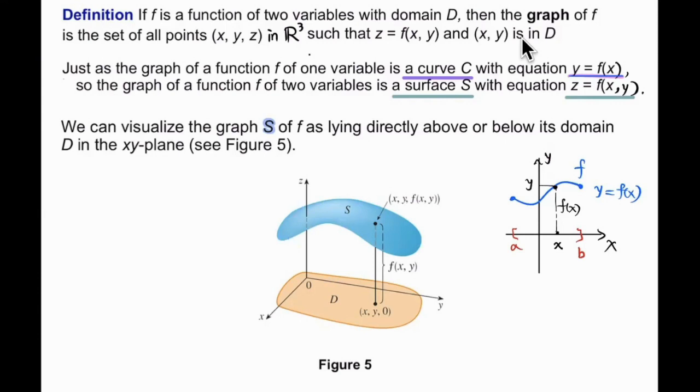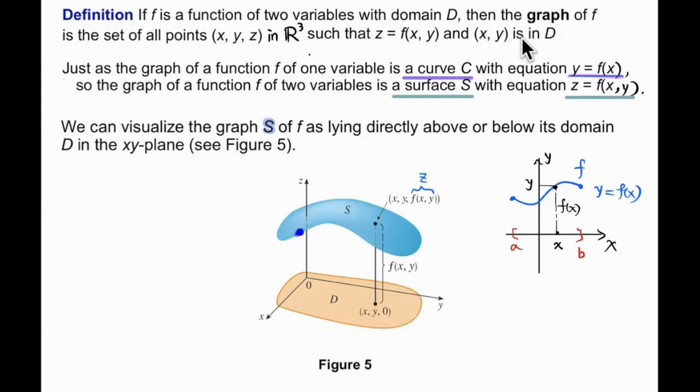So for every x comma y down here, there will be a unique point here, x comma y, and the last coordinate z here will be given by this function value f of x comma y. Now, when you're looking at the graph, you can visualize this graph over here, and then casting the shadow down on this xy plane, and the shadow over here is the domain D in this xy plane.